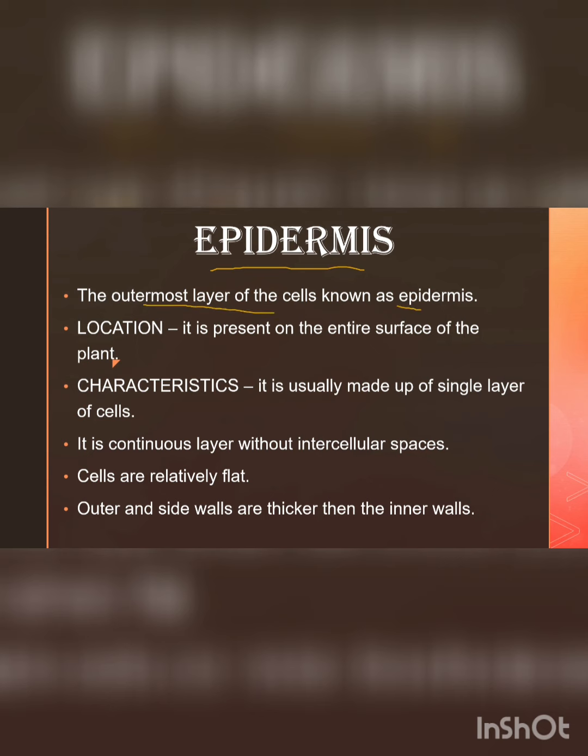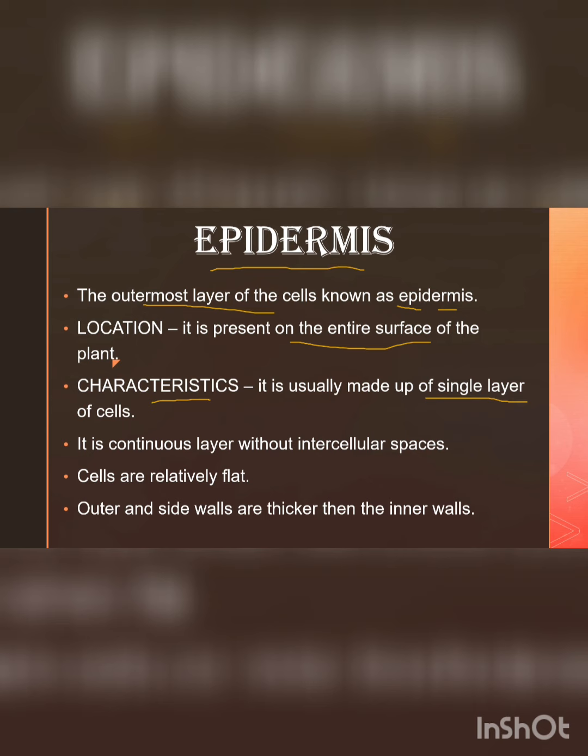Epi means over, above your dermis, above the skin, which is present. Okay, so what is the location? It is present on the entire surface of the plant. So this is present all over the body of the plant. What is the characteristic feature? Its characteristic feature is that it is made up of only a single layer.